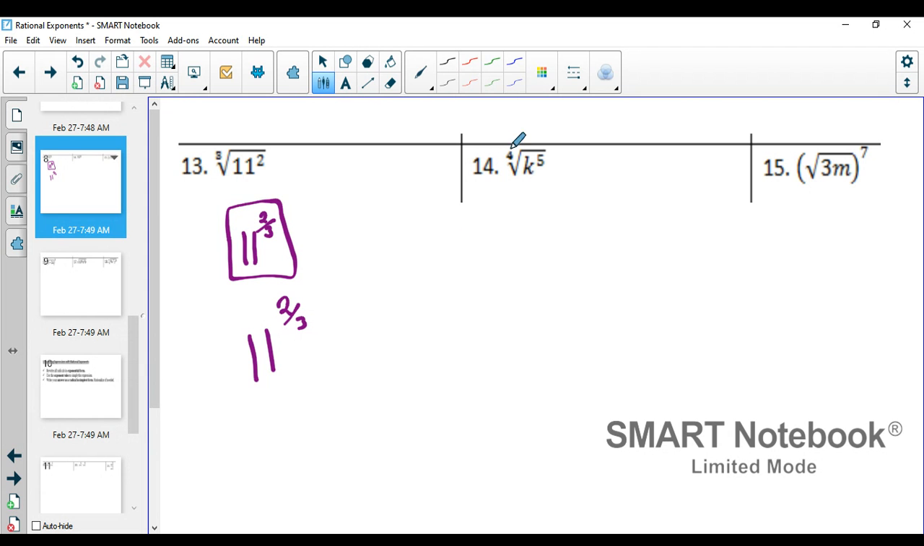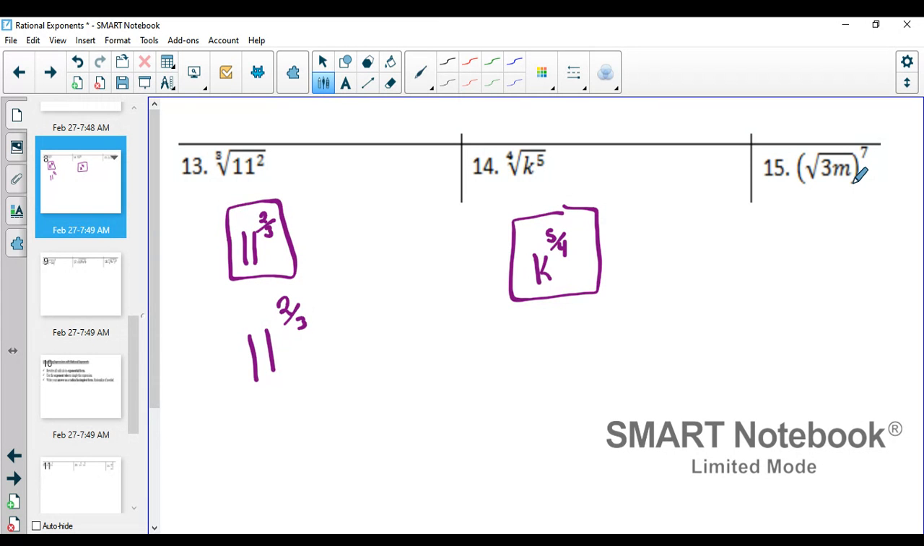All right, so 14, we have the 4th root of k to the 5th power. So we have k as our base. The exponent with the k becomes the numerator in our answer. And then the index is the denominator. So k to the 5/4 power. Voila.